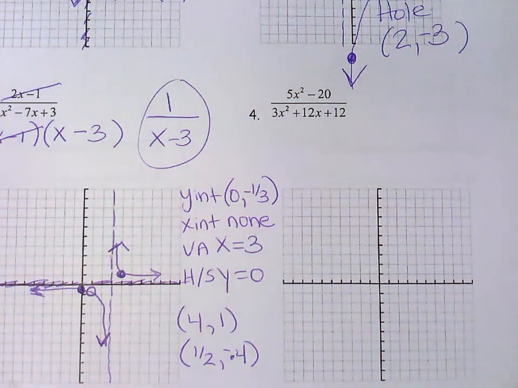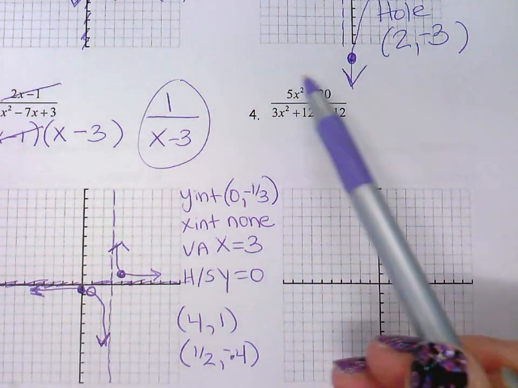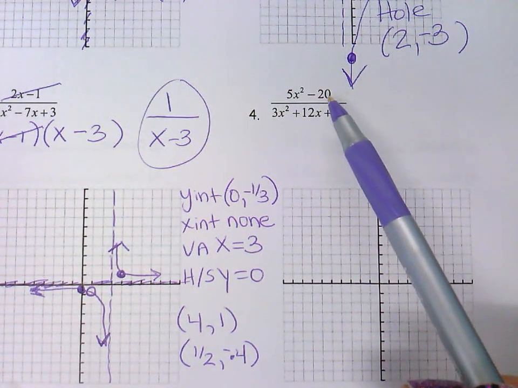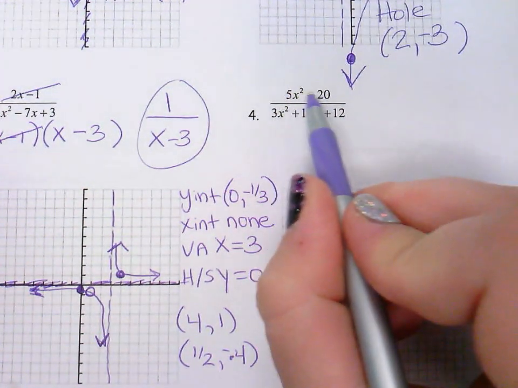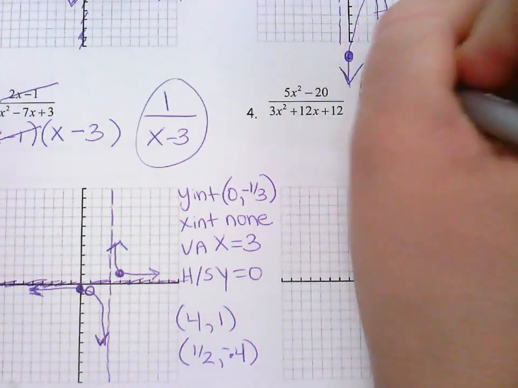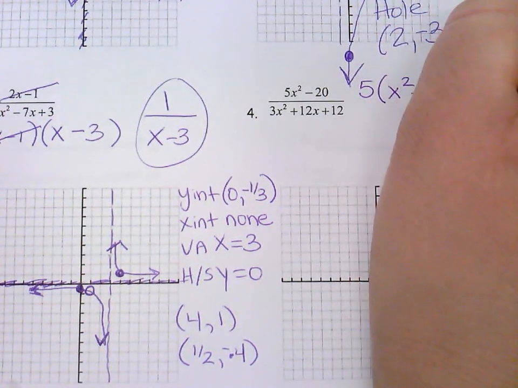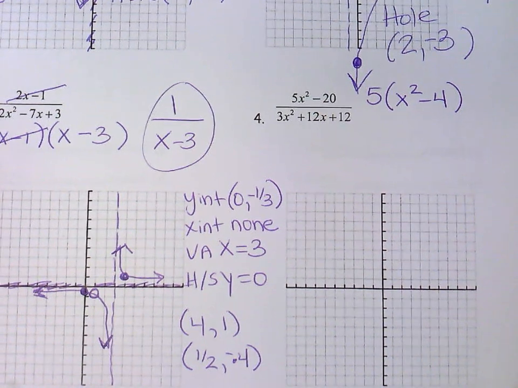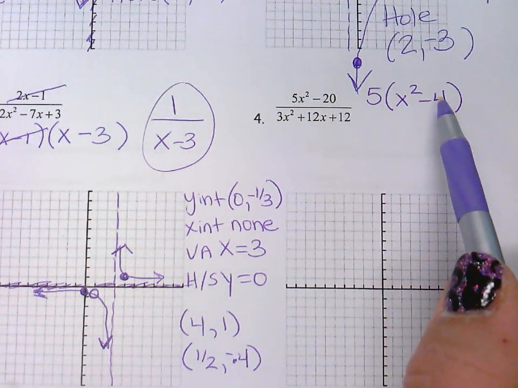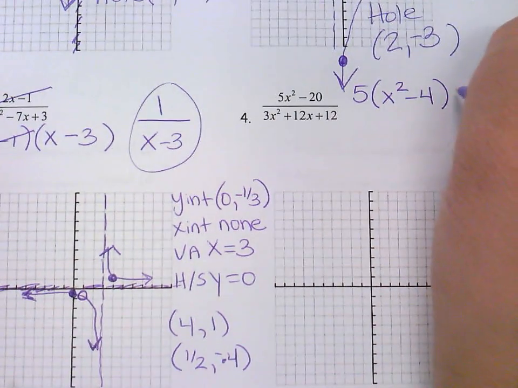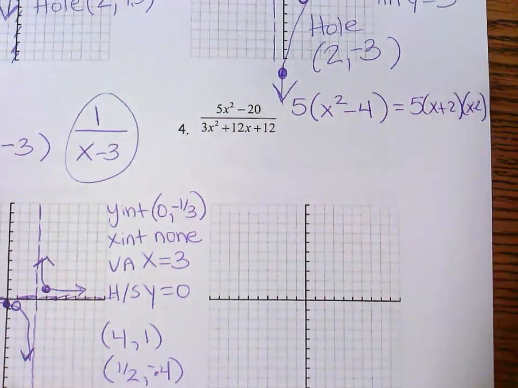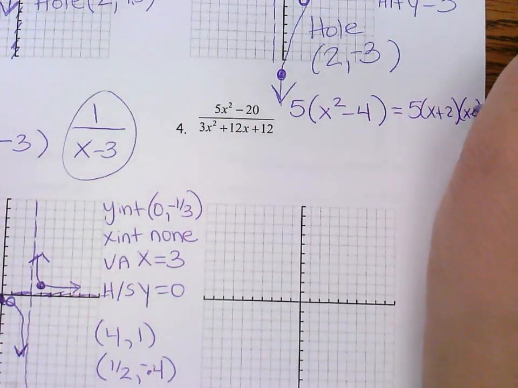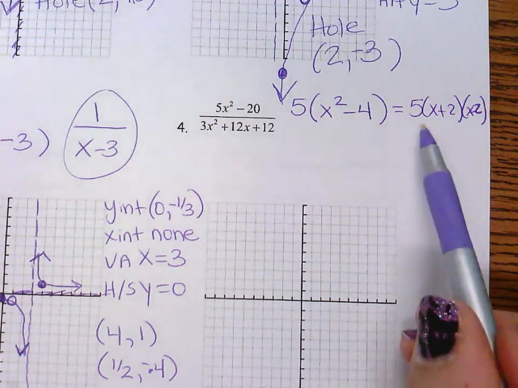So who can tell me how to factor this numerator? 5x squared minus 20. What do I do? Greatest common factor, yeah, which is what for this term? So 5 times x squared minus 4. Can I go a step further? This is now difference of squares. So I actually should write it as 5 times x plus 2, x minus 2. I'm running out of room. So 5, x plus 2, x minus 2.